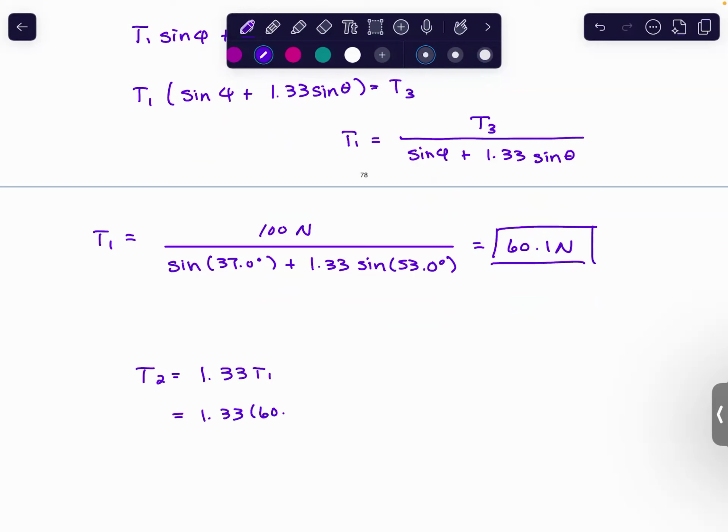You want to take off points for that. So your T2 ends up equaling 79.9 newtons. Yes, we did. So, do you want to know where I went wrong? Know where my head's at.